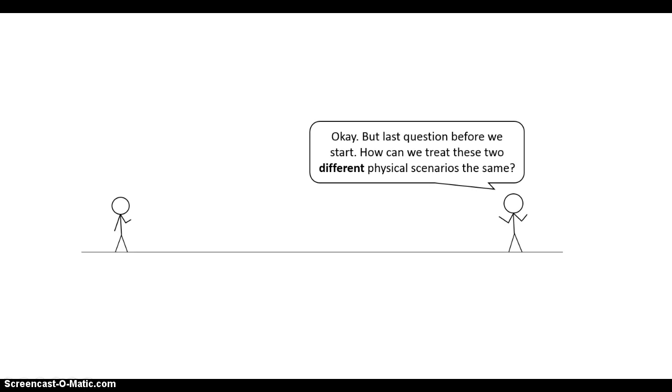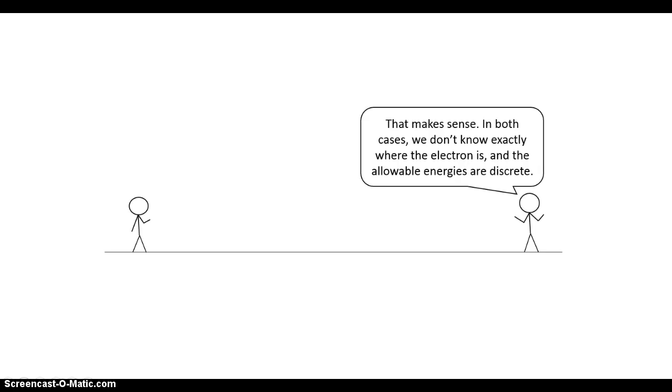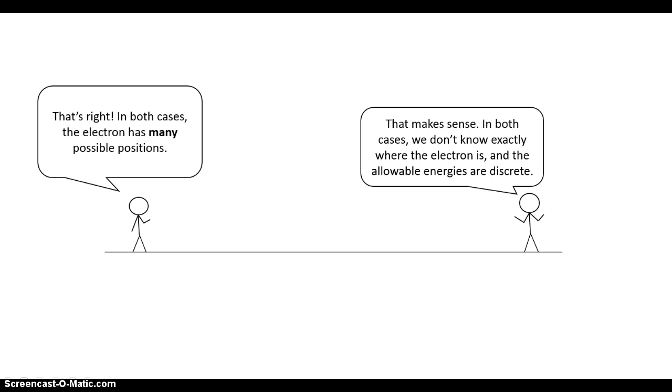Okay, but last question before we start. How can we treat these two different physical scenarios the same? The box and the atom have just enough similarity for a rough approximation. That makes sense. In both cases, we don't know exactly where the electron is, and the allowable energies are discrete. That's right. In both cases, the electron has many possible positions.